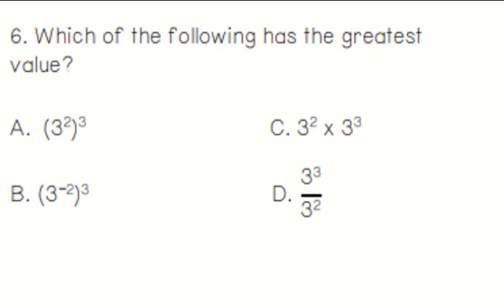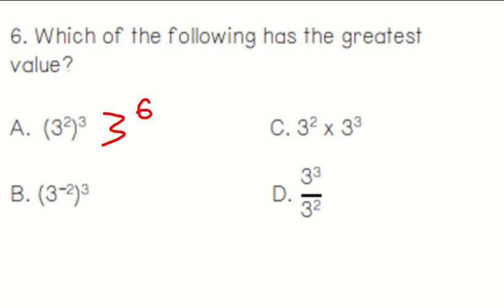We're looking for which one of these has the greatest value. All right, so do we have to multiply all these out and figure out the numbers? Not really. We have to figure out which one has the highest exponent. All of them have 3 as the base, right? So if I've got 3 squared to the 3rd power, what's my exponent on that one? 6, yeah. So I'd have 3 to the 6th power.